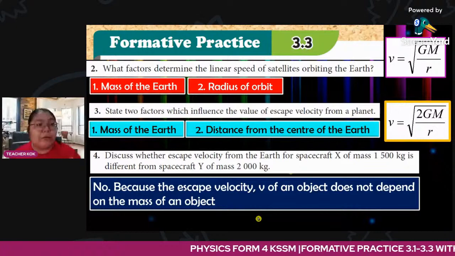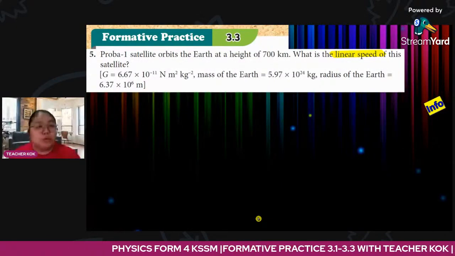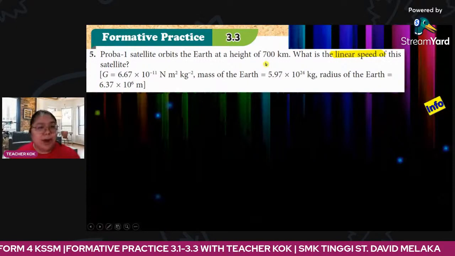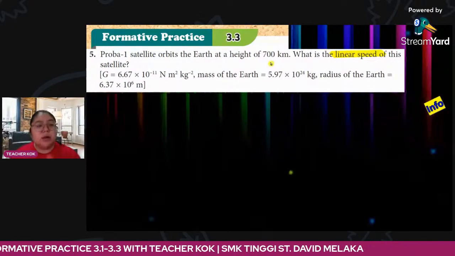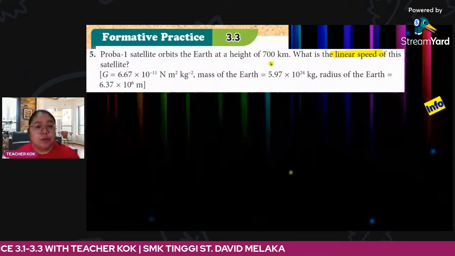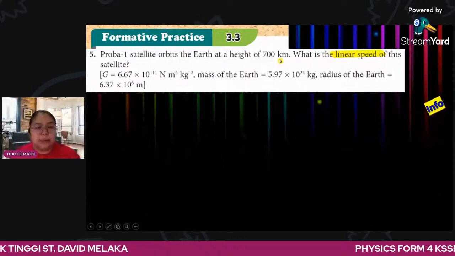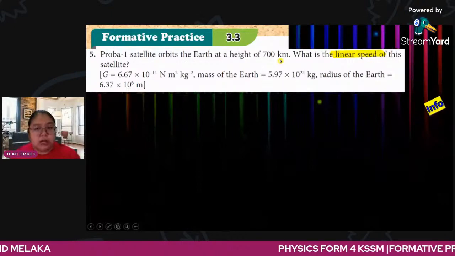Okay, then we go to question number 5. A proper satellite orbits the Earth, the height is 700 kilometers. Okay, there's an extra step you need to do because they give a height. What is the linear speed of this satellite?